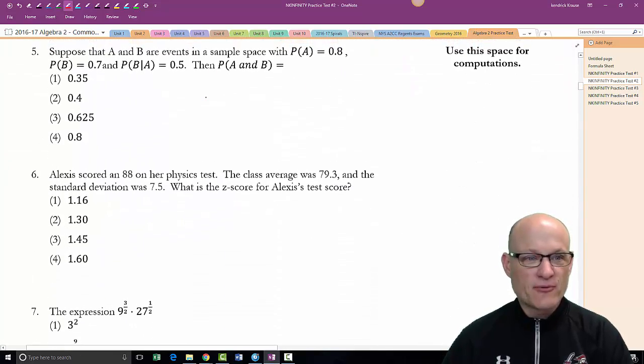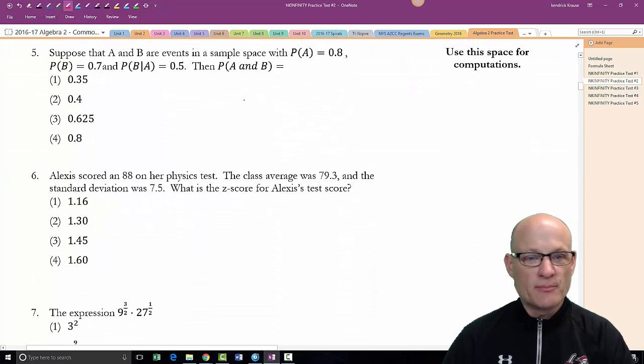All right, new topic for the new Common Core curriculum. So suppose A and B are events in a sample space with probability of A equals that, probability of B equals that, and that's the probability of B given A.